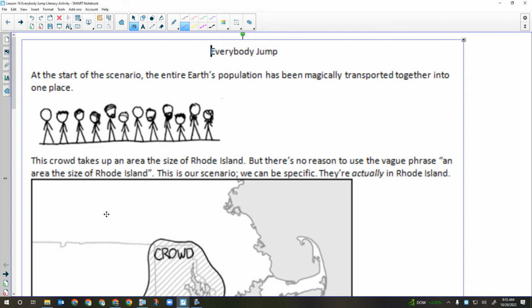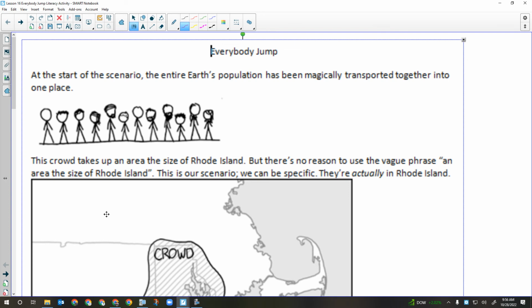Okay, things like that. So, start of the scenario, and the entire population of Earth is magically transported to one place because, quite frankly, that's the only way we would get them all there. It would have to be magic to move 7.5 billion people into one place all at the same time. It would be a nightmare. A person like me, yeah, I'd freak out, man.